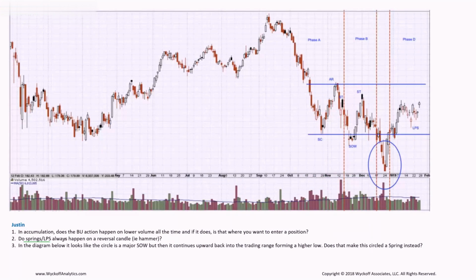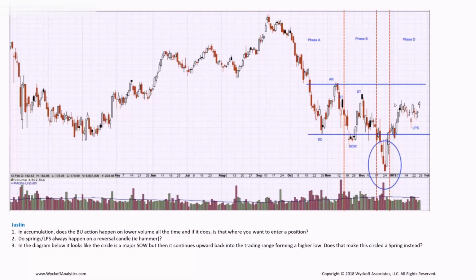Do springs and LPS always happen on the reversal candle? For example, a hammer. There are so many ways that could happen. You could have a hammer, or you could have just a bar that closes above the bodies of the previous bars. There are so many ways a reversal could happen. We will be studying that later on in the 4th month.